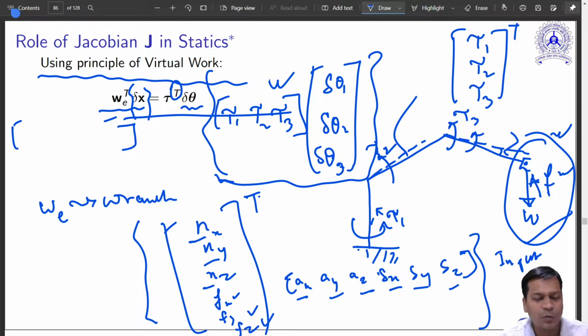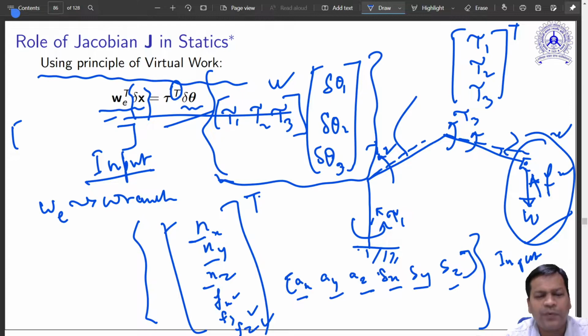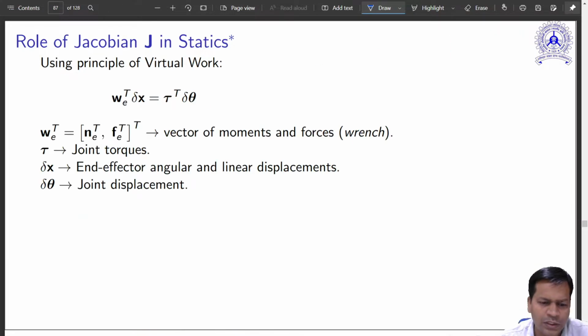Is it not? So this is from the input side of the robot, and this is the effect. This is what is happening, so that is the output. So this is a small definition of the principle of virtual work, which you already know from engineering mechanics. In compact manner I can write it as: wrench is a combination of moment and external forces, a vector of moments and forces called a wrench.